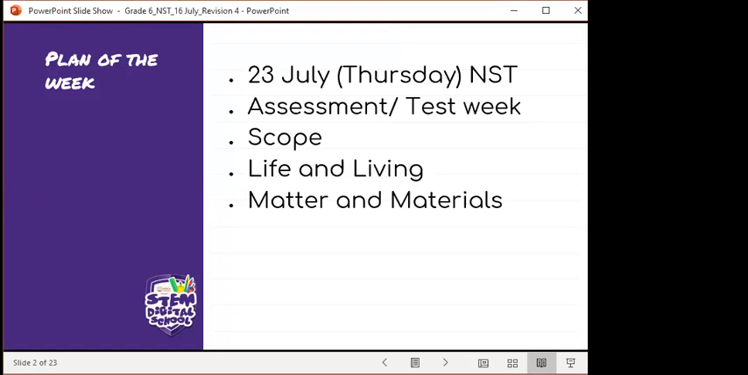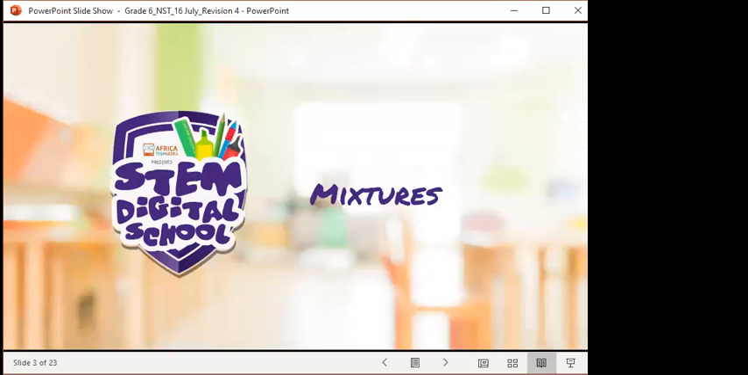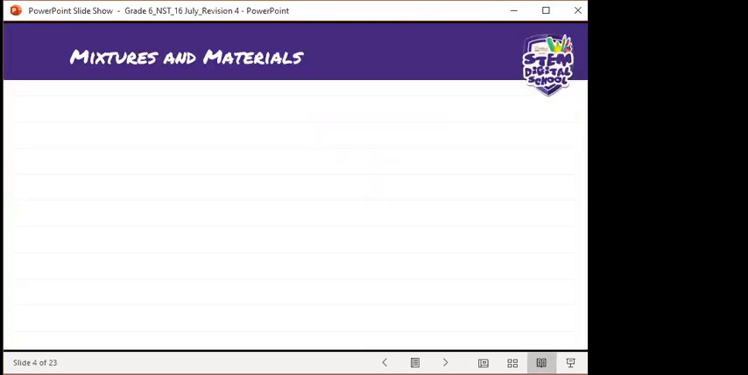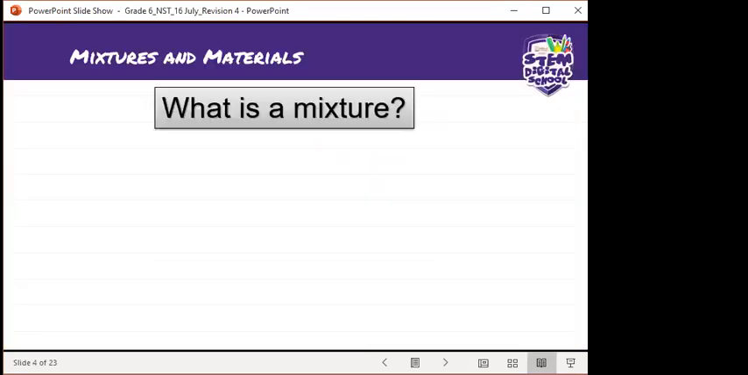Okay, so today we are looking at the next topic, which is mixtures. So this is under matter and materials. First question, what is a mixture? So you guys were required to make summaries as well as notes. So yeah, what is a mixture, according to the summaries or notes that you have in front of you?